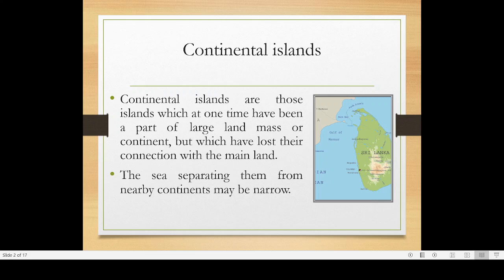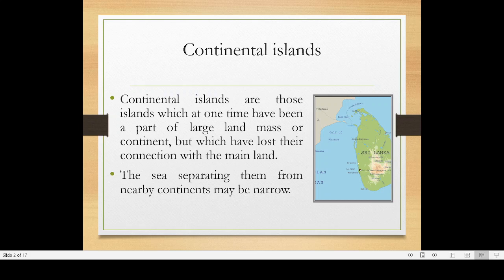So continental islands are those islands which used to be connected with a major continent once, and which have lost their connection with the mainland. There are two features. One, they have to have been connected with the mainland once. And after a period of time, right now they are not connected with the continent. They used to be connected with the continent in their history, and now they are not connected. That is the peculiarity of the continental island.